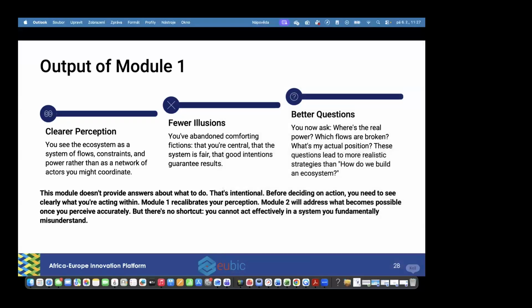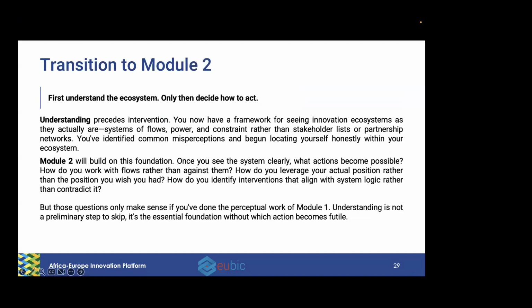Yeah. So you had the time to one. It's important to understand that we will move in the second section to the actions, more general comments related to the ecosystem. You already understand. So let me just go for the transition to module 2.